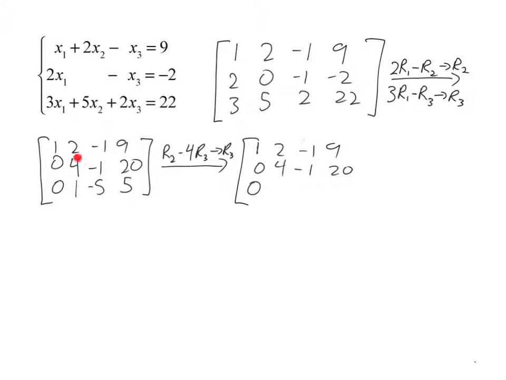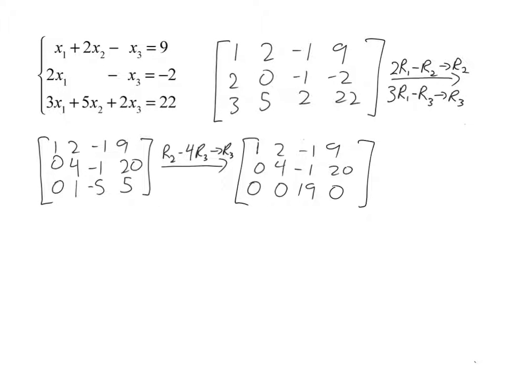Let's see. Row 2, subtract 4 times this. So 4 minus 4 is going to be 0. And then I end up getting this, subtract 4 times this. Well, negative 4 times negative 5 is 20, so it's negative 1 plus 20, which is 19. And then I have this row, subtract 4 times 5, which is 20, so 20 minus 20 is 0.